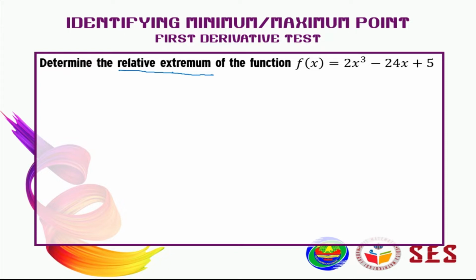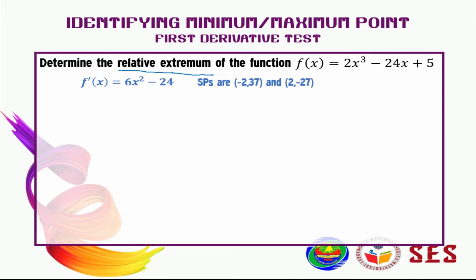Okay, so the first thing you need to find is your first derivative, which is equal to 6x squared minus 24. And then you need to find your stationary points. You have already found your stationary points in the previous video, which are (-2, 37) and (2, -27).